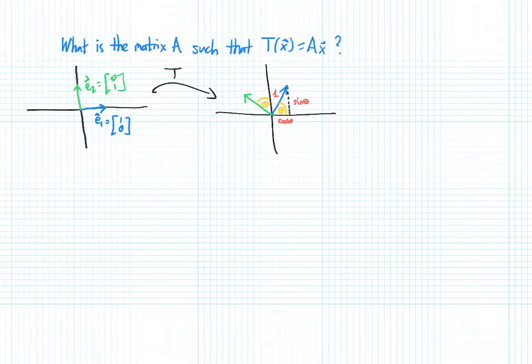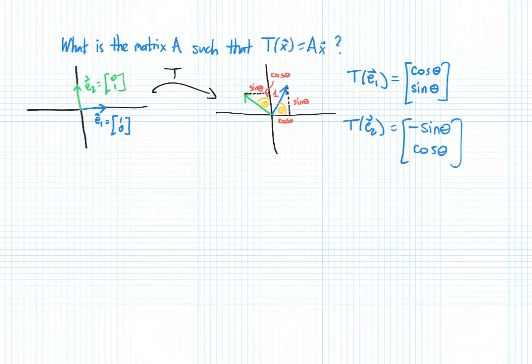We know that the length of the vector is 1 because E1 has length 1 and it's just been rotated. So then you can form a right triangle where the base is cosine theta and the height is sine theta. And so from that, we get that T of E1 is (cosine theta, sine theta). And then you can do a similar thing for E2, but note that in this picture, E2 is pointing in the negative x direction, so the x-coordinate is actually minus sine of theta. So T of E2 is (minus sine theta, cosine theta).